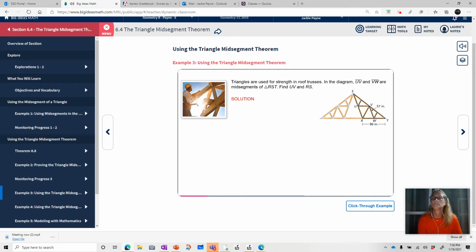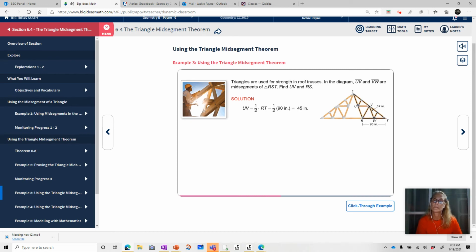Solution. To find UV, locate segment UV in the diagram. You are told segment UV is a midsegment. So in the diagram, you can see segment UV is the midsegment opposite segment RT. By the triangle midsegment theorem, UV is equal to 1/2 times RT. In the diagram, you can see RT is 90 inches. Substitute 90 inches for RT, which equals 1/2 times 90 inches. Multiply, and this is equal to 45 inches.